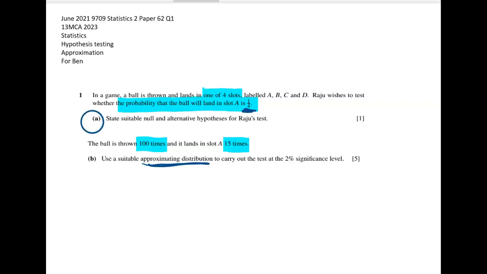So let's set up part A first, and then I want to talk a bit about why we would want to use an approximation instead of using the binomial. And then I'll talk about why that approximation needs to be the normal approximation.